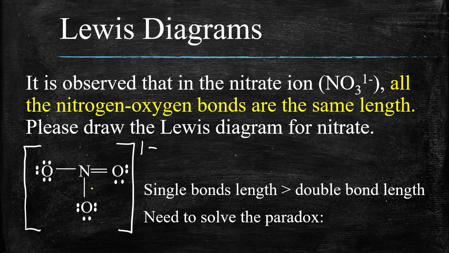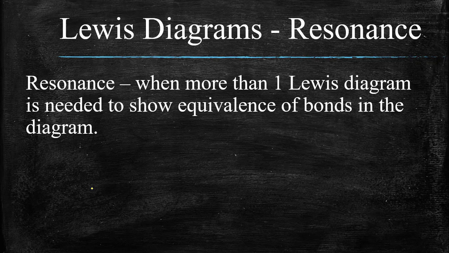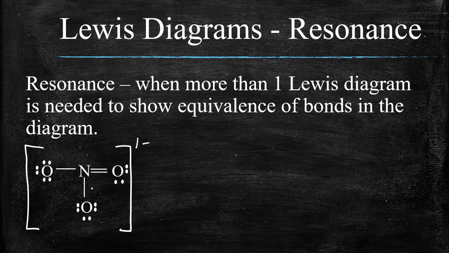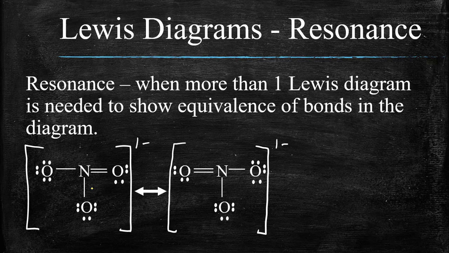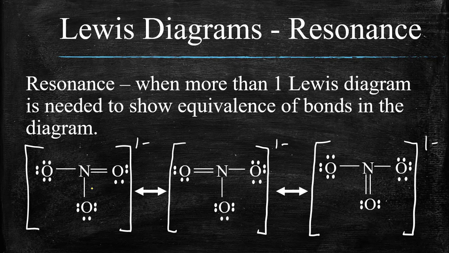This is a paradox. We use a construct called resonance. Resonance is a model. It's not real life, but it helps us explain. Resonance occurs when you need more than one Lewis diagram in order to demonstrate the equivalence of bonds in the diagram. So you start with this. What you then do is move the double bond to a different oxygen, and then do it again, so you now have 3 Lewis diagrams showing a double bond between all possible oxygens. These are all connected by an arrow. This is called the resonance diagram.